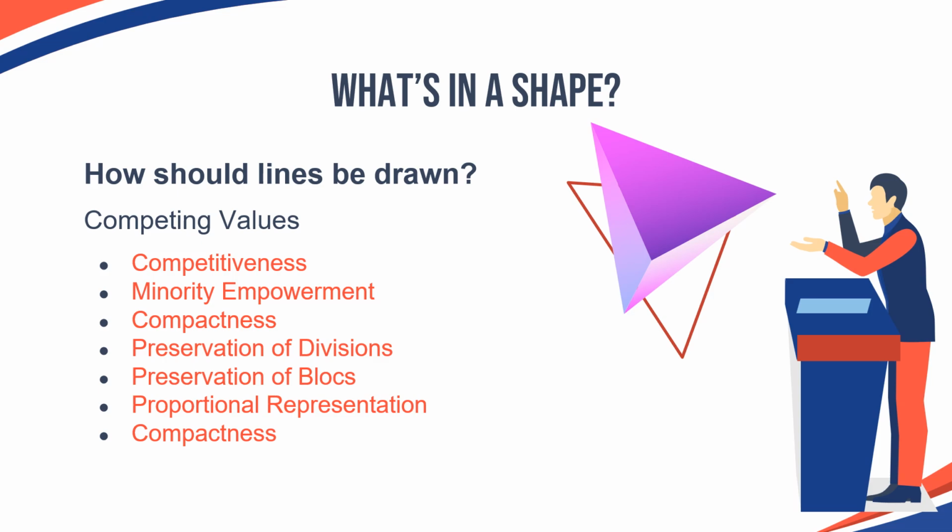Competitiveness, minority empowerment, compactness, preservation of existing community divisions, preservation of partisan voting blocks, and proportional representation. I'll let you do your own independent research on these ideas. Of course, keep up with your reading and all of that. But for now, we are done with this lecture.